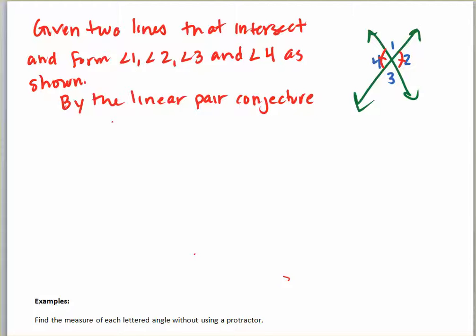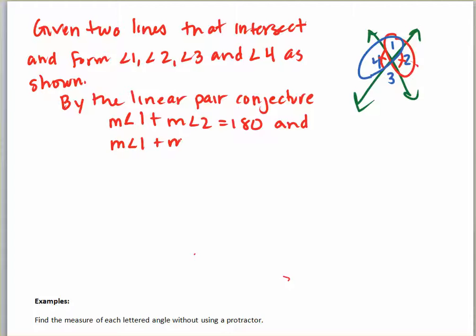what did we just say? The measure of angle 1 plus the measure of angle 2 equals 180 degrees. And so again, since we're trying to prove angle 2 is congruent to angle 4, I need to get an angle 4 in there. I already have an angle 2. What else forms a linear pair? Angles 1 and 4. So, and the measure of angle 1 plus the measure of angle 4 is 180 degrees.